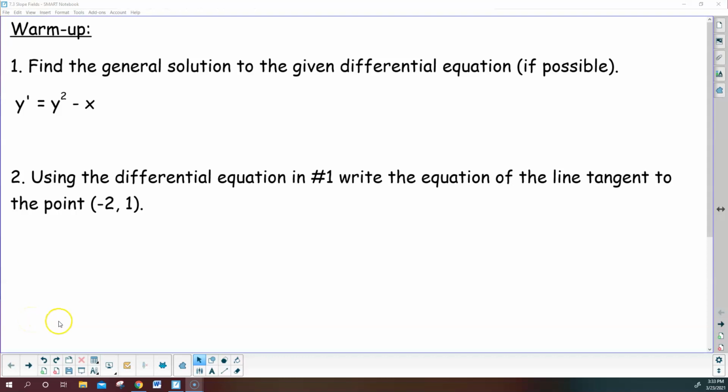Good morning, students. Today we're going to do section 7.3 on slope fields. This is going to be a new concept for us. However, it does relate directly to the differential equation. So go ahead and hit pause and work through this warm-up.